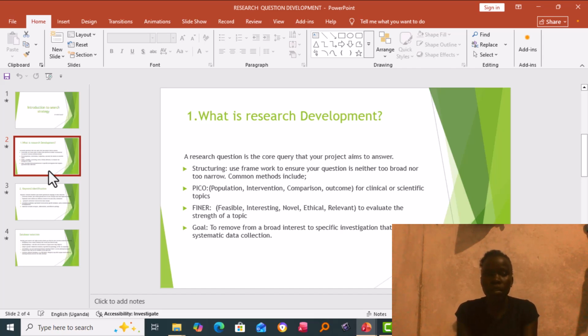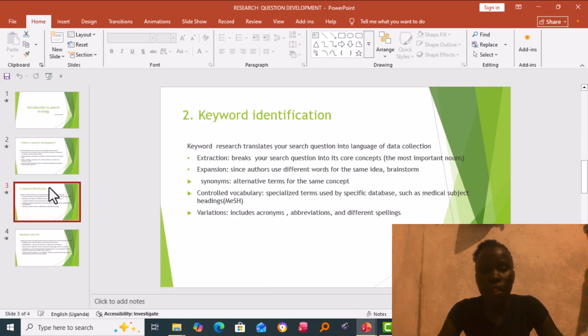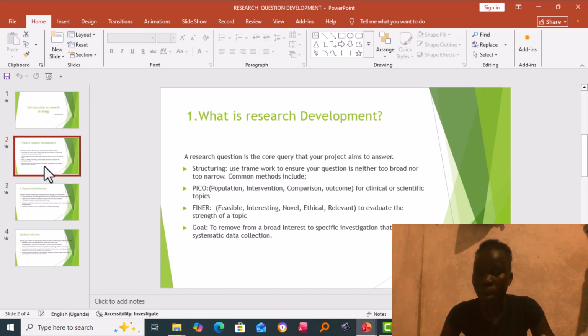So these are some of the steps in research question development. You start by structuring it. You are supposed to develop the question, the core query that your project is aiming to answer. Remember, the first one is about the research question development.